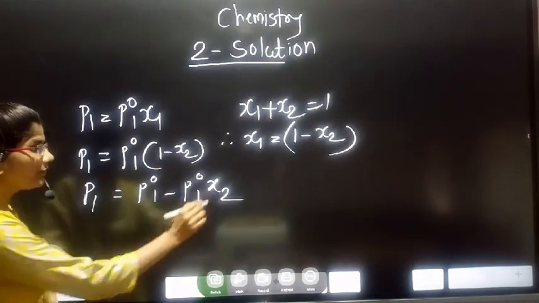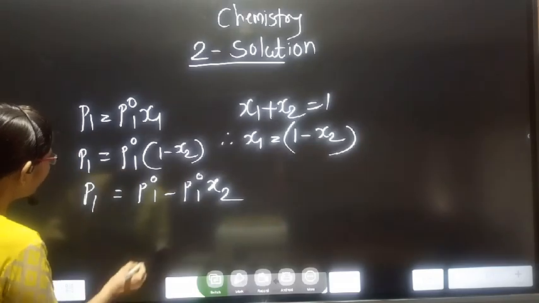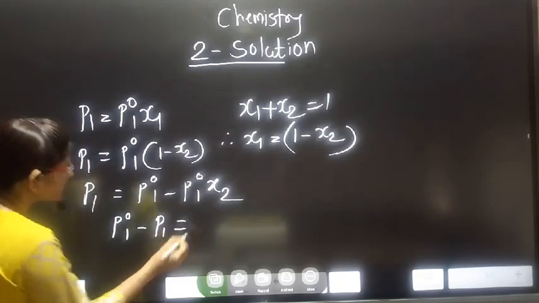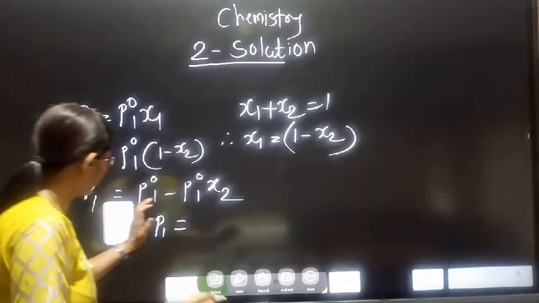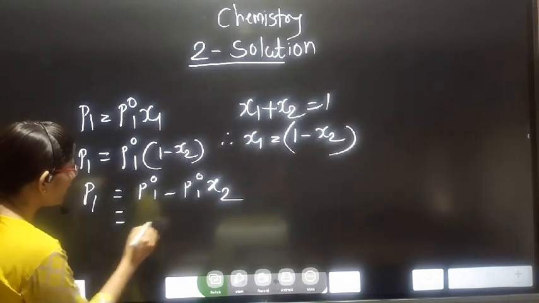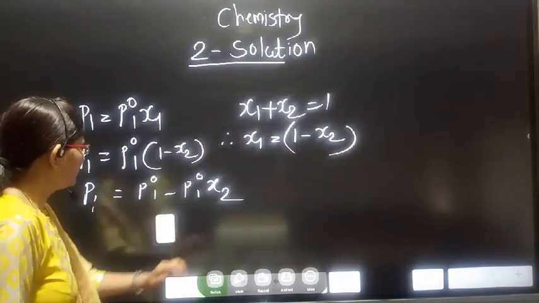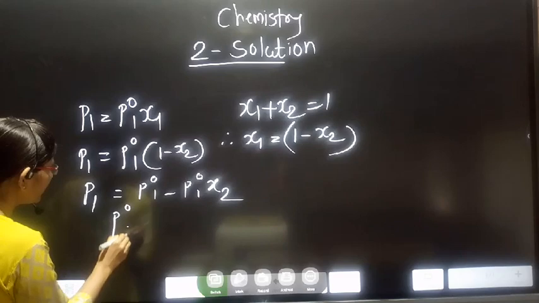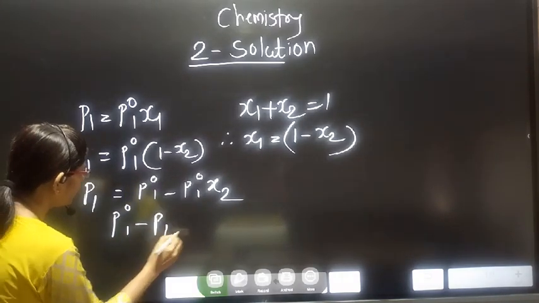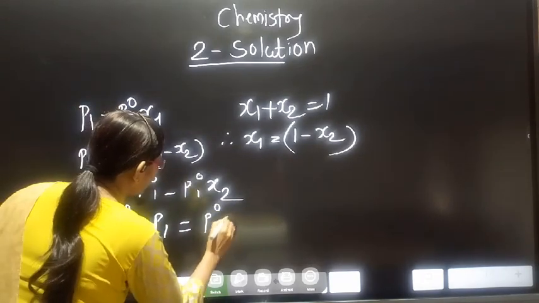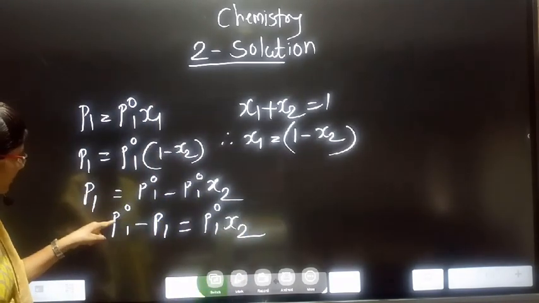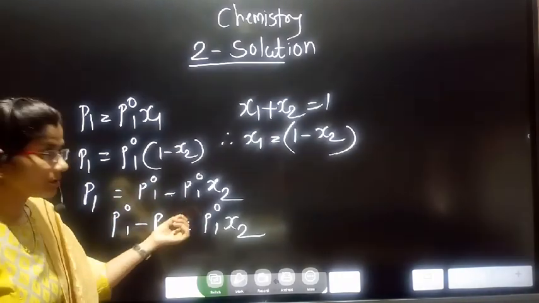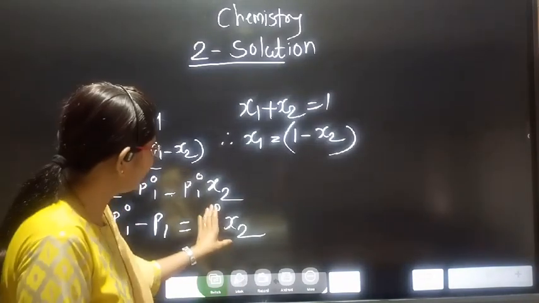If we simplify this equation, then here we get P01 minus P1, which is equal to, because in this step we increase one step here, if we take a common P01 here, so we get P01 minus P1 which is equal to P01 X2. Just here we have simplified these steps.